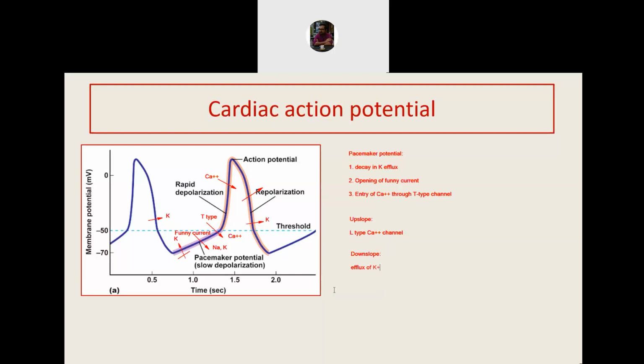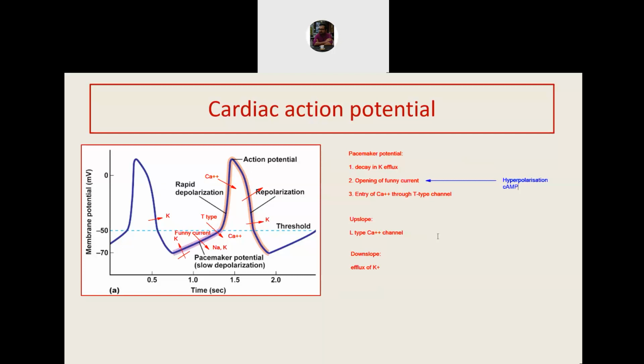Out of all these, the most important probably is the opening of the funny current, because that is the unique current that operates during hyperpolarization, generating the autorhythmicity. There are many factors that can influence the hyperpolarization current. It can be stimulated by many agents, and two important agents that can stimulate it are hyperpolarization and cyclic AMP. So anything that increases cyclic AMP or hyperpolarizes the cell can cause opening of the funny current.